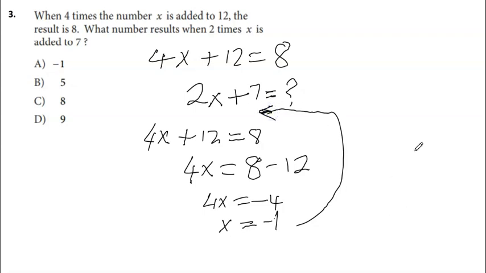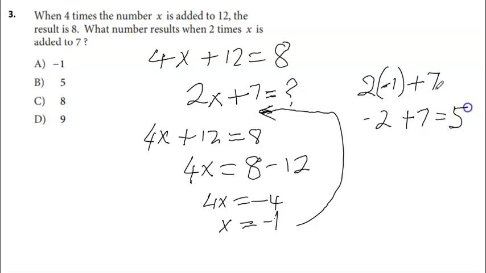And then I just go ahead and substitute this minus 1 into this equation. All right, so if I do that, I'll have 2. I parenthesize it because I have a negative number. 2 multiplied by minus 1 plus 7, right? So it's going to be minus 2 plus 7, which is equal to 5. So our answer is B. All right, let's go to the next question.